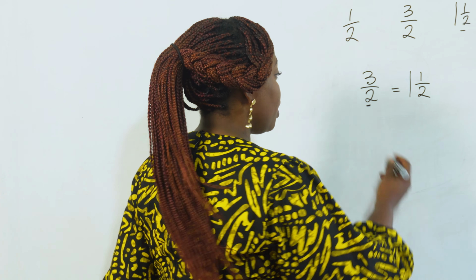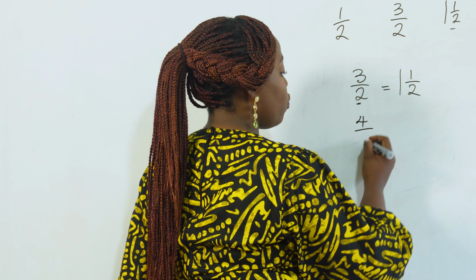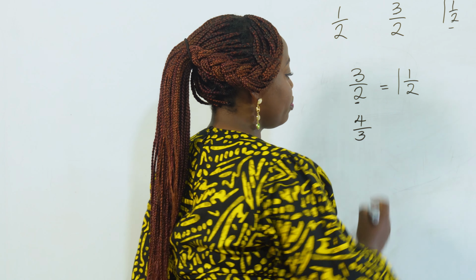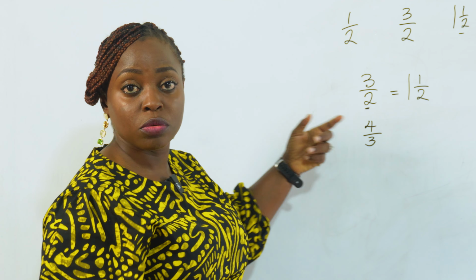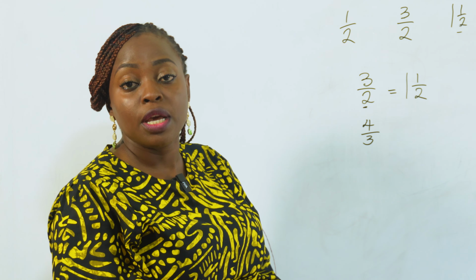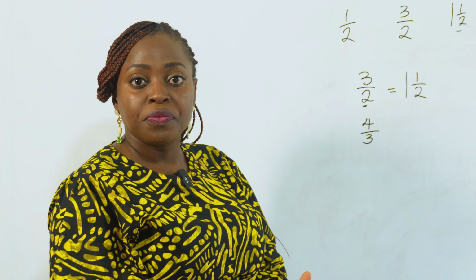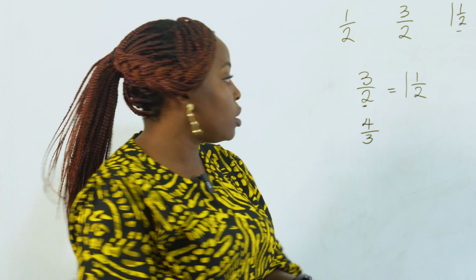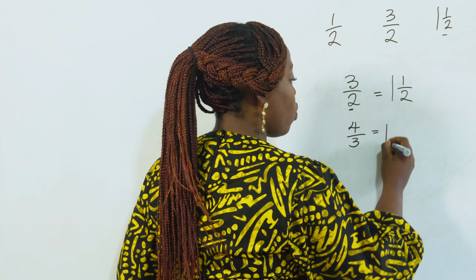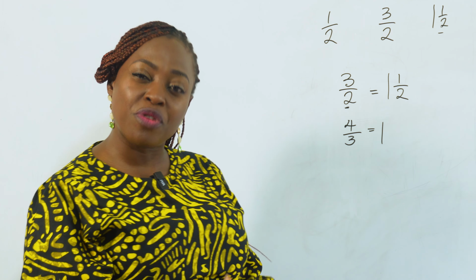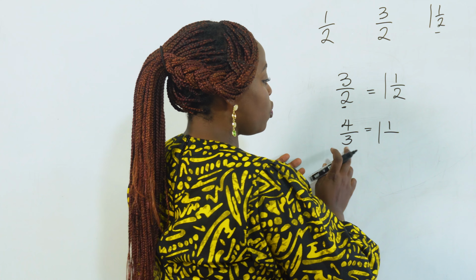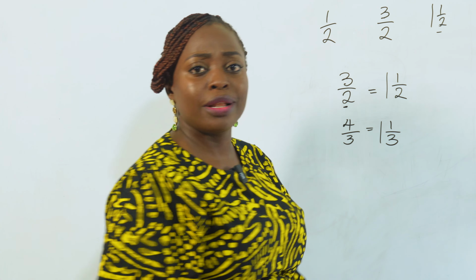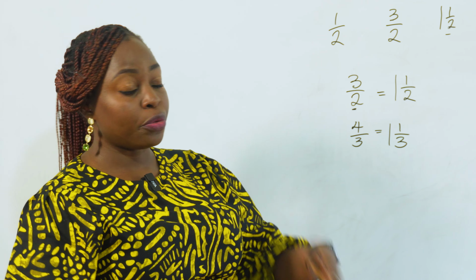I'll do another one. I have 4 over 3. Now, how many groups of 3 can I take out of 4? So 4 divided by 3, if I have 4 items and I divide it by 3, I can only have one group of 3. So 4 divided by 3 is 1. That becomes my whole number. And then my remainder is 1. That becomes my new numerator. And then my denominator remains the same. It doesn't change.